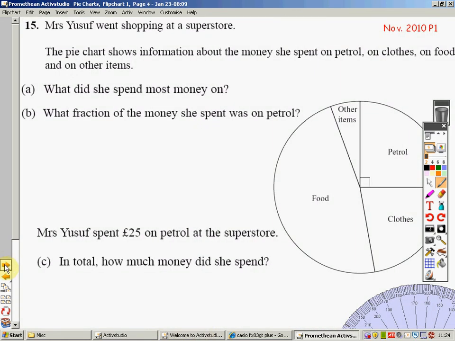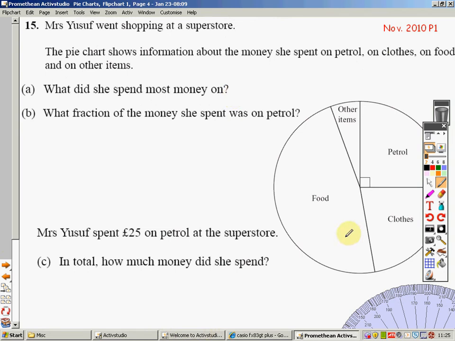There you go. Press pause. Welcome back. Mrs. Youssef went shopping at a superstore. The pie chart shows the information about the money she spent on petrol, on clothes, on food, and on other items. What did she spend the most money on?